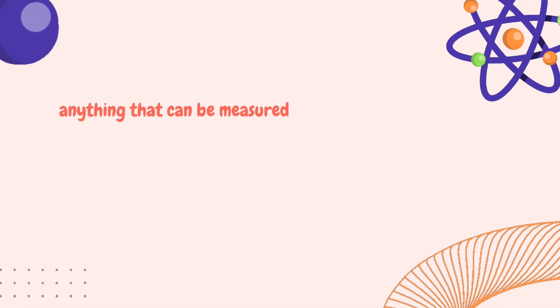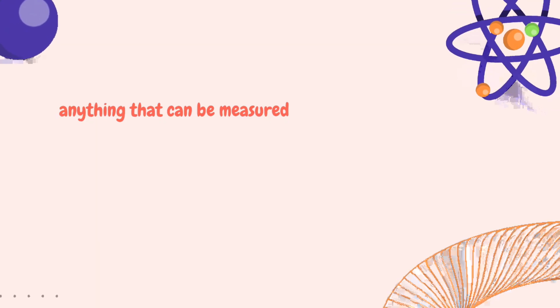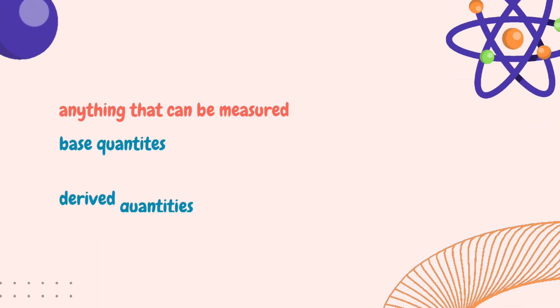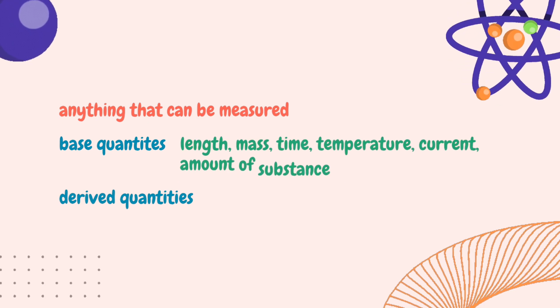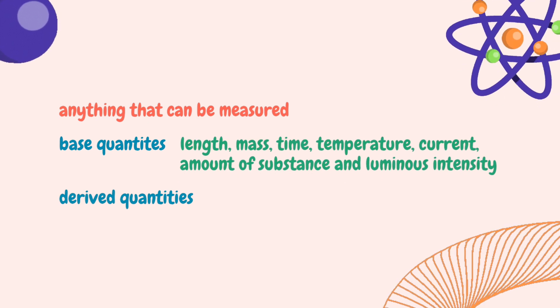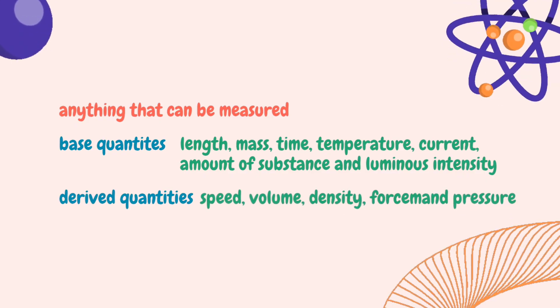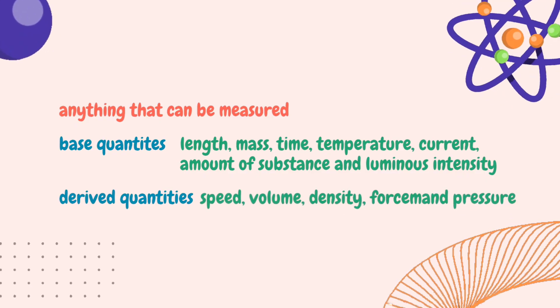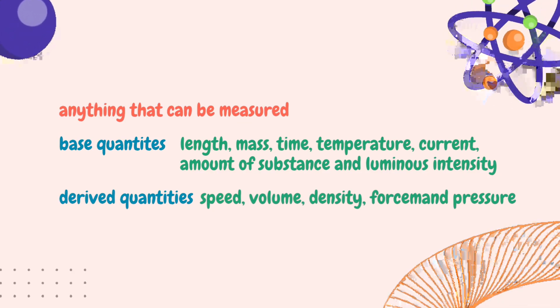To recap, a physical quantity is anything that can be measured. All physical quantities are expressed by a magnitude with a suitable unit. There are 2 types of physical quantities, base quantities and derived quantities. There are 7 base quantities, which are length, mass, time, temperature, current, amount of substance, and luminous intensity. There are several derived quantities such as speed, volume, density, force, and pressure. From the tiniest atom to the vast expanse of the cosmos, physical quantities are what allow us to measure and make sense of the world.